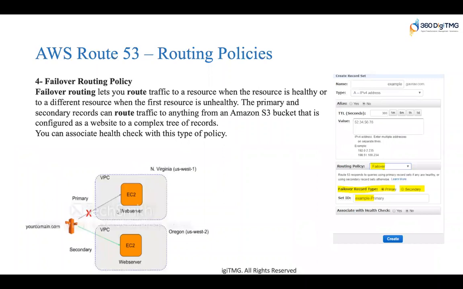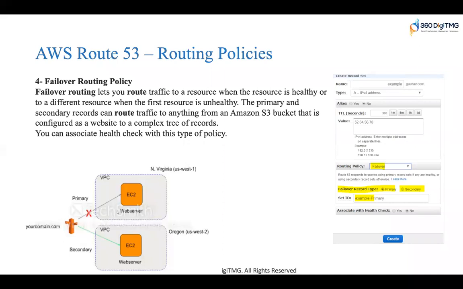Now we have a failover routing policy. Let's create one. This failover routing policy analogy is very similar to an elastic load balancer. We will have a primary server and a secondary server, and it is also very popular. In times where you need disaster recovery, at the Route 53 level, one option is the failover routing policy.